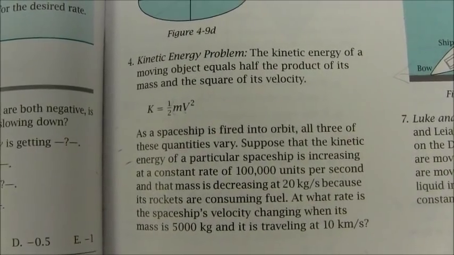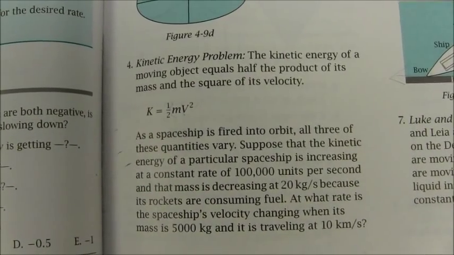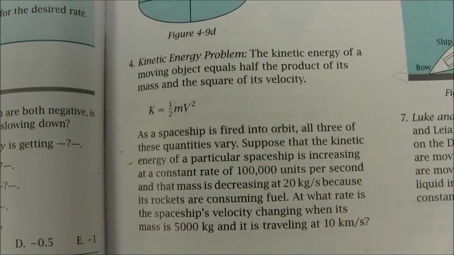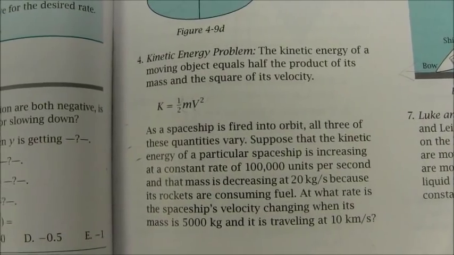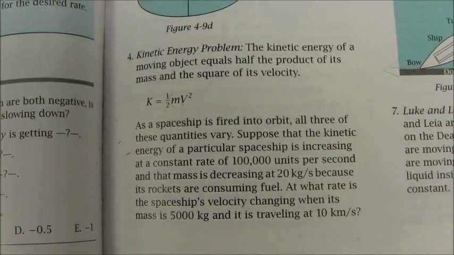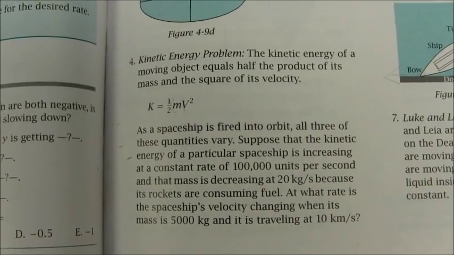It tells me that a spaceship is fired in orbit. The kinetic energy is increasing at a constant rate of 100,000 units per second. Mass is decreasing at 20 kilograms per second because of rockets consuming fuel. I want to know the rate that the velocity is changing when its mass is 5,000 kilograms and it's traveling at 10 kilometers per second.